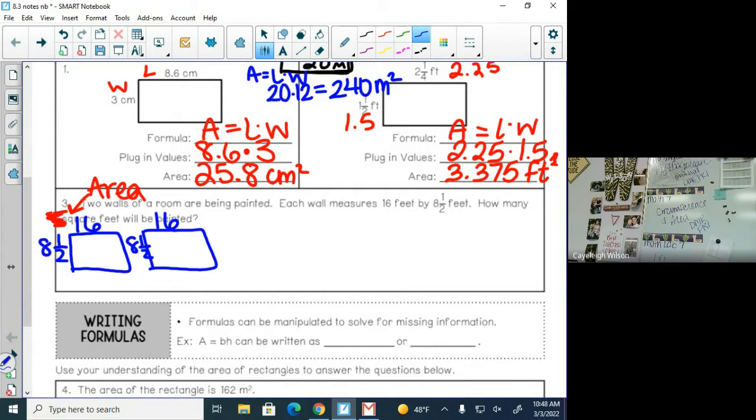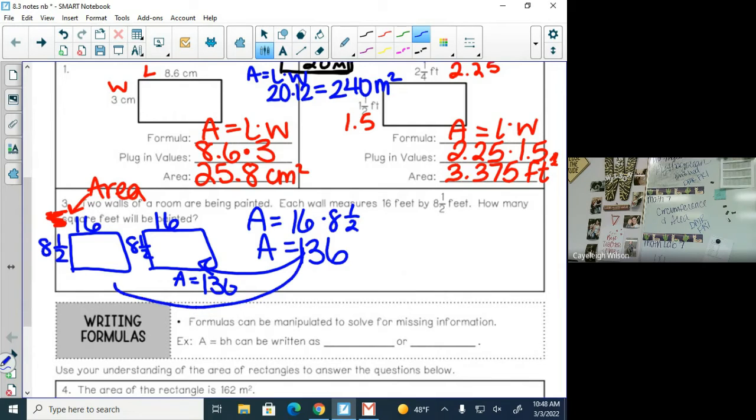All right, so area of a rectangle, length times width. So I'm going to take length, 16 times 8.5. And what could you type in your calculator for 8.5? 8.5. So let's multiply 16 times 8.5. All right, what do we get for the area? 136.